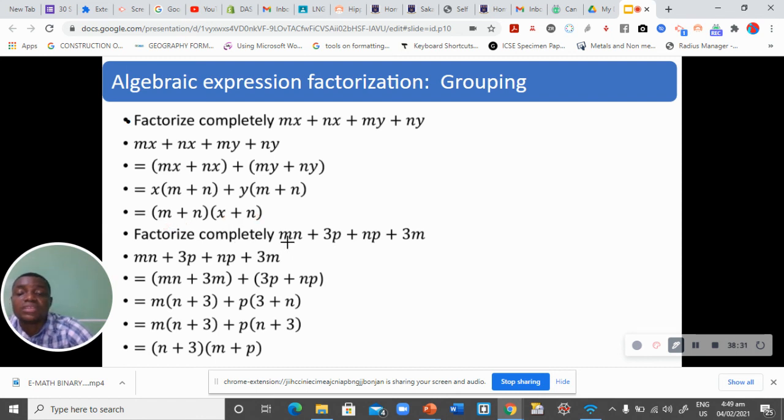Let's look at the last one, which is mn plus 3p plus np plus 3m. So you write it this way, then you put brackets and group them. This is the grouping as you see. You see that m is there, m is here. So m is the common term here. If you take m out, you get n. Then here 3m, if you take m out, it is 3. Then for 3p and np, the common one is p. 3p if you take p out is 3, np if you take p out is n. So you see that n plus 3 is common to both sides. So you bring that one first, then write the remaining letters in the bracket.